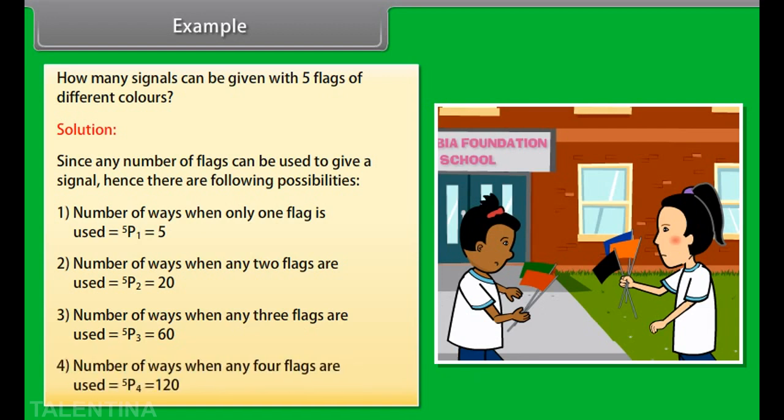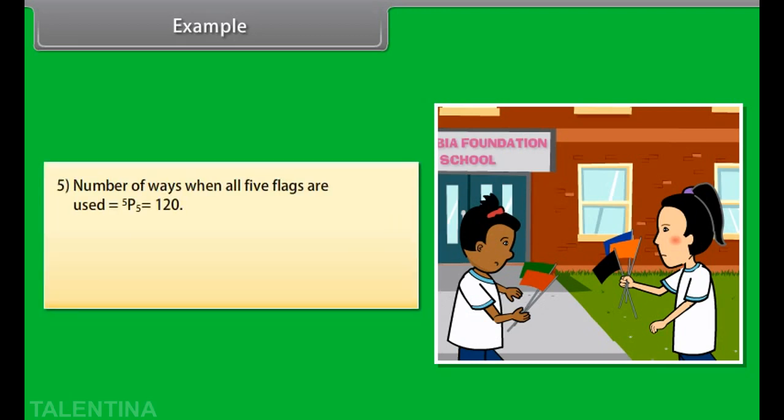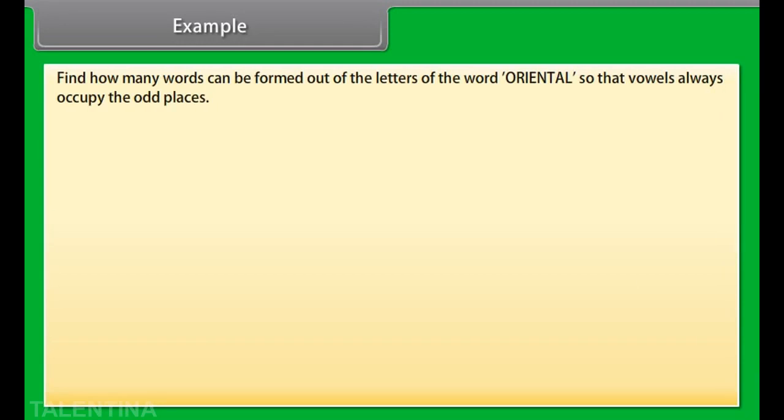4. Number of ways when any 4 flags are used is equal to 5P4 is equal to 120. 5. Number of ways when all 5 flags are used is equal to 5P5 is equal to 120. The total number of signals is equal to 5 plus 20 plus 60 plus 120 plus 120 is equal to 325.